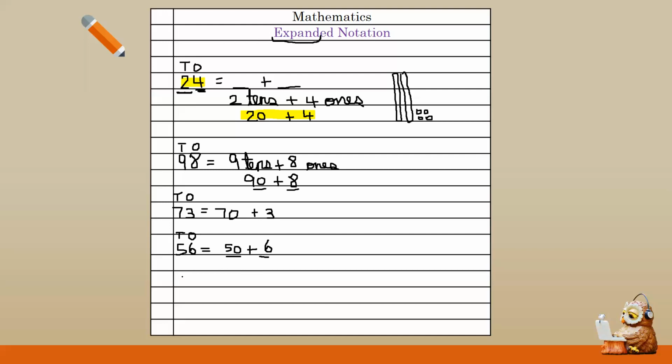Let's do one more. 12. How would we write 12 in expanded notation? Again, pause the video, try to work it out, and then come back to see if you were correct. Let's put our tens and our ones. And we start with the tens. How many tens do we have? 1. 1 ten is equal to 10. Plus, we have 2 ones. 2 ones are 2. So 12 is equal to 10 plus 2. And that's how we do expanded notation.